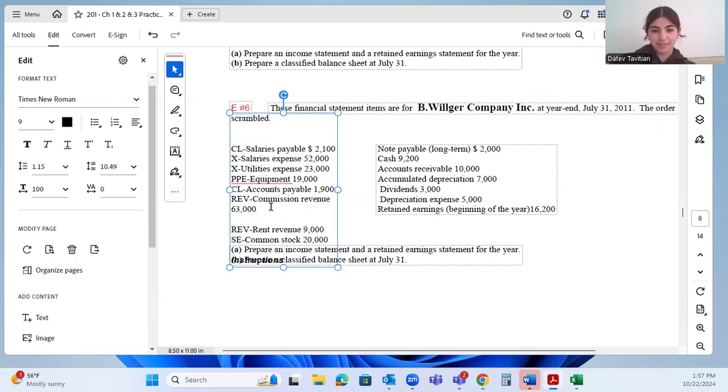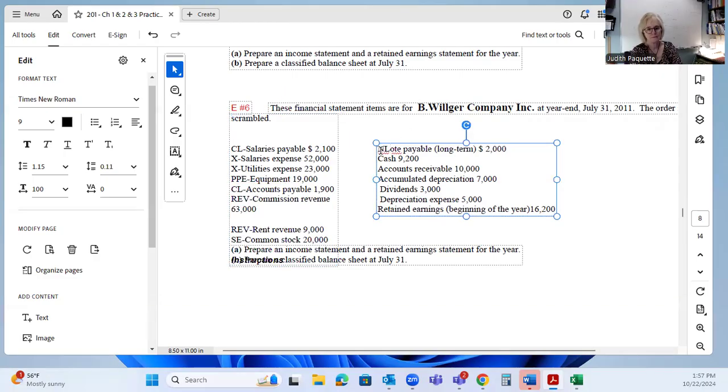And you notice in the classified balance sheet, we don't do anything special under stockholders' equity. Note payable, long-term. Long-term liabilities, LTL. Cash, you know where that goes. That's a current asset.